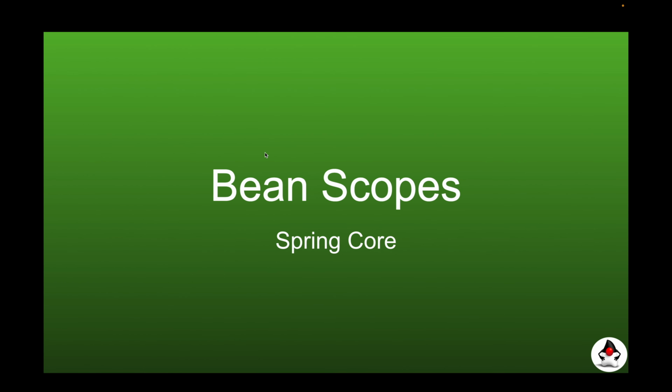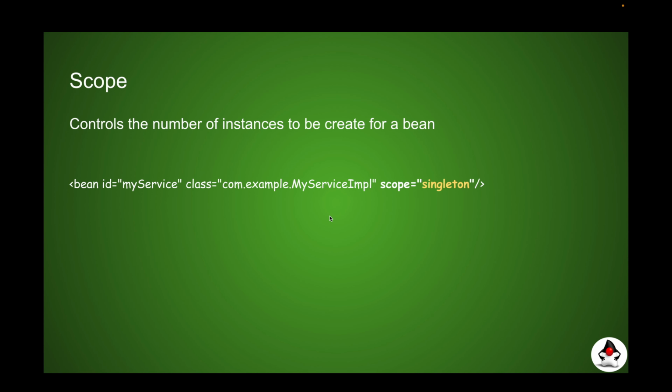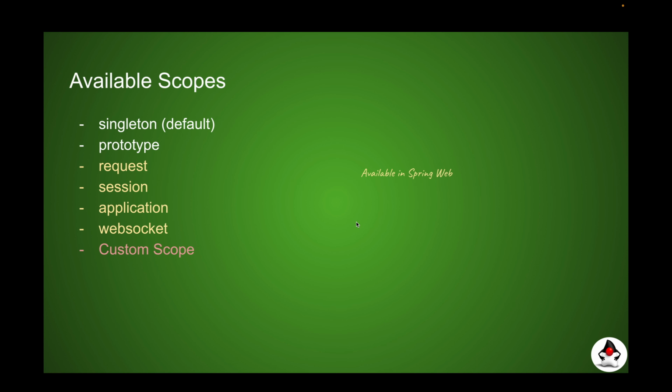In this video, we are going to talk about bean scopes. Scopes control the number of instances to be created for a particular bean. For example, we can define a bean using this syntax: bean, an optional ID, and then the class name for which we want to create a bean or instance of the class, and then we can specify scope. So let's see how many scopes there are and what we can accomplish using them.